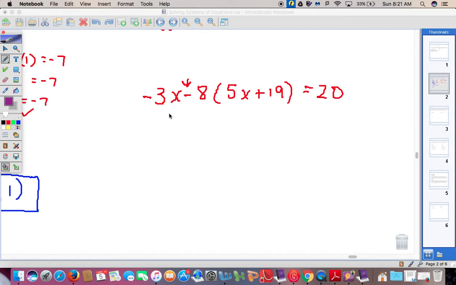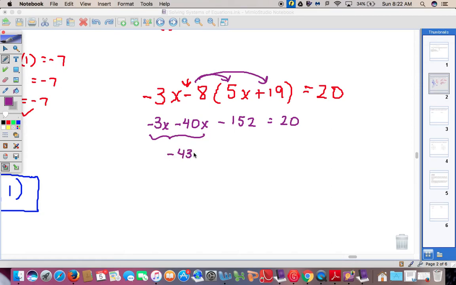Okay, so I'm going to simplify and distribute. So I have negative 3x. Negative 8 times 5x is a negative 40x. Negative 8 times positive 19 is negative 152, and that equals 20. So I'm going to combine my like terms. My like terms, again, are negative 3x and negative 40x, which would give me a negative 43x minus 152 is equal to 20.